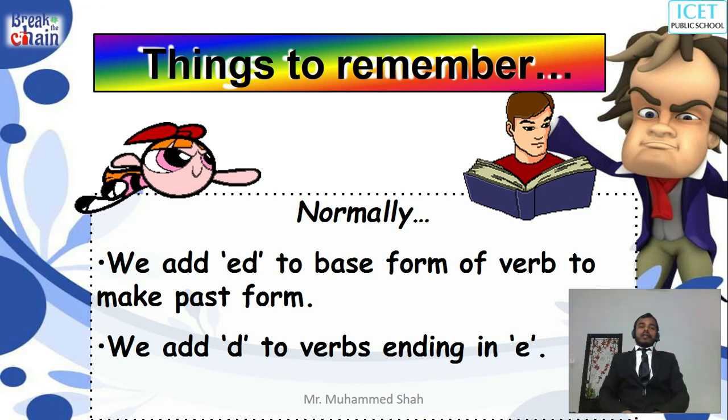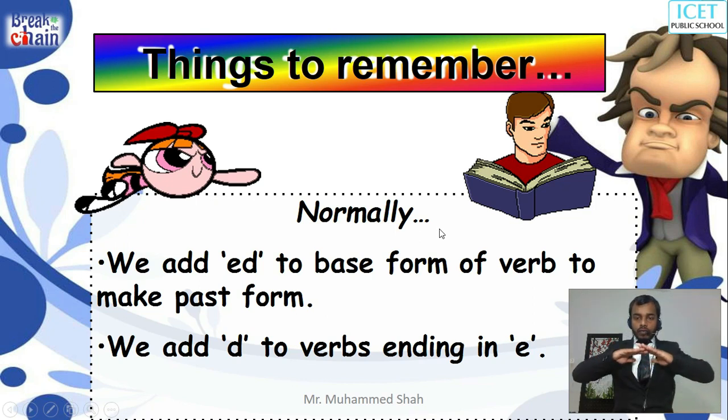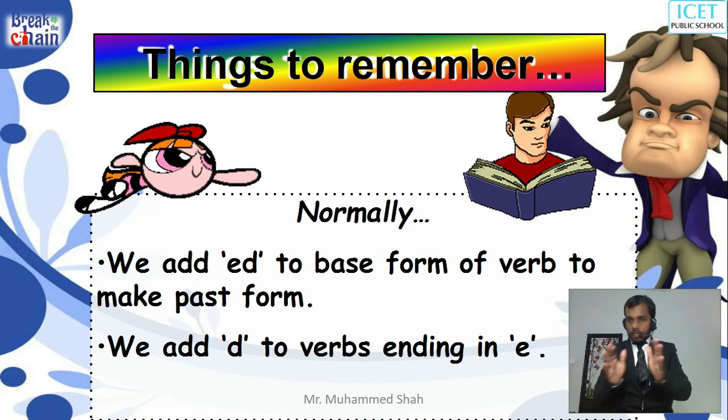So we add ed to the base form of the verb to make the past form. We add d to a verb ending in e. Generally we add ed or d to make the past form. This is simple, but I am making it very transparent for you. I am including all these kinds of simple things also.